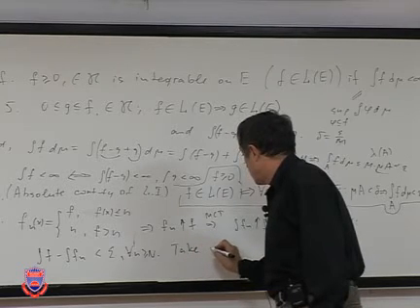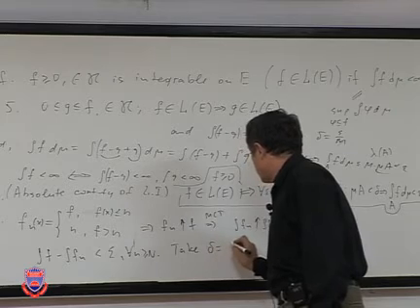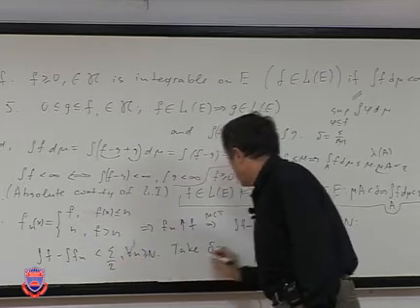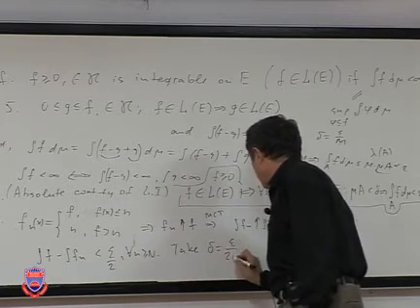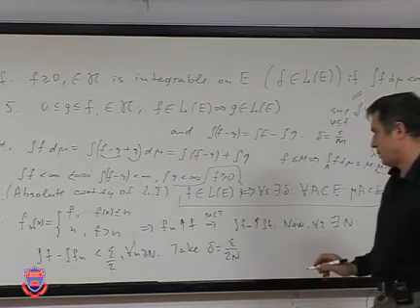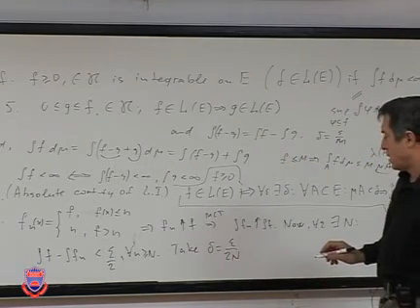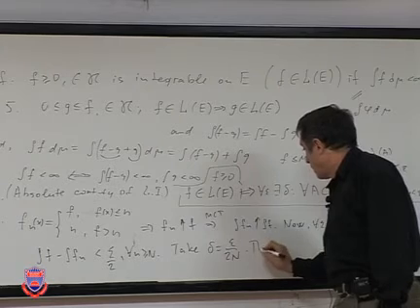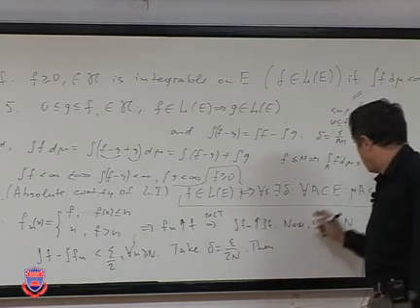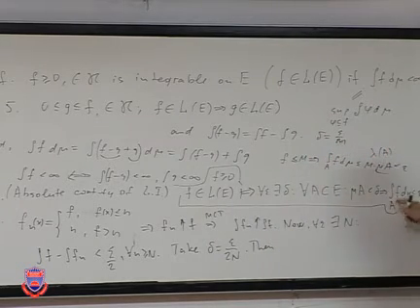We can take delta equals, let's take epsilon over 2n, we will see now. Okay, maybe it's better to take this. Then what do we have? Then we want to prove this stuff, yeah? We want to prove this stuff.